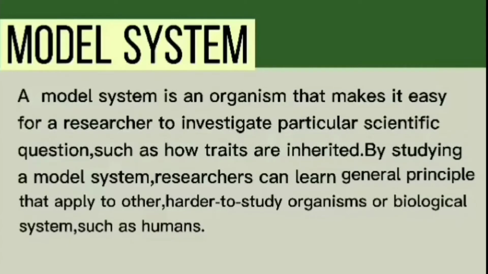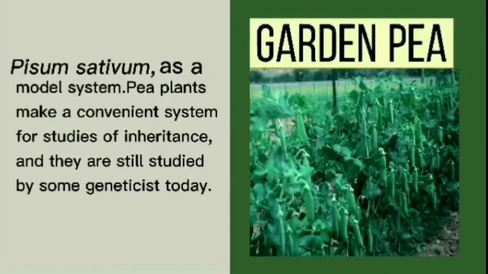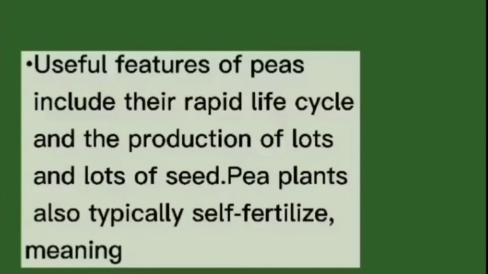By studying a model system, researchers can learn general principles that apply to other hard-to-study organisms or biological systems, such as humans. Mendel carried out his key experiments using the garden pea, Pisum sativum, as a model system. Pea plants make a convenient system for studies of inheritance, as they are still studied by some geneticists today. Useful features of peas include the rapid life cycle and production of lots and lots of seed.